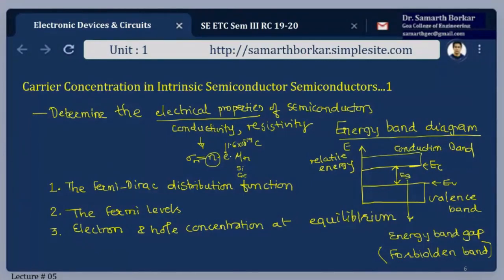So from this diagram, what is important is EC, EV, and EG. EC is the lowest energy level of the conduction band, EV is the highest energy level of the valence band, and EG is the energy band gap. Some textbooks use the notation capital EG. Fine.